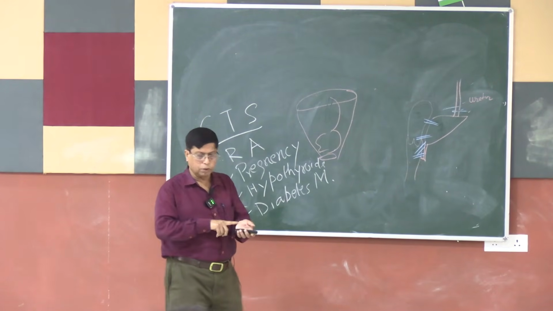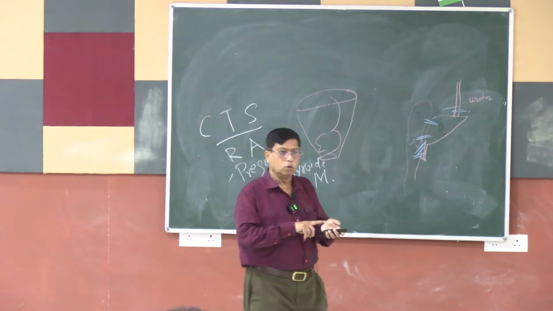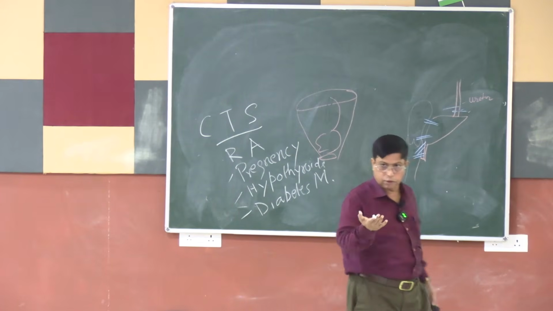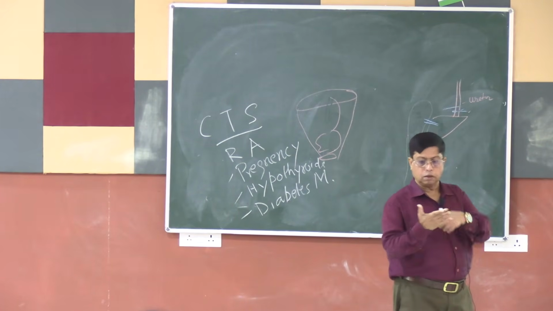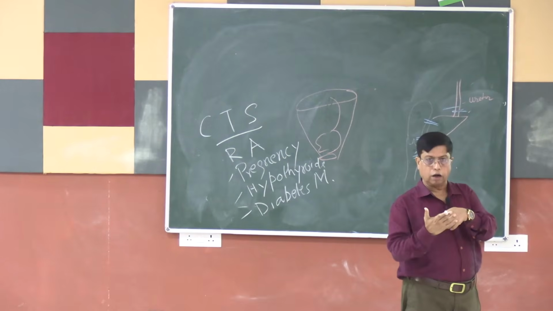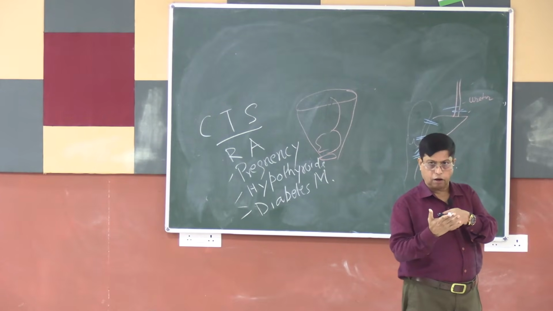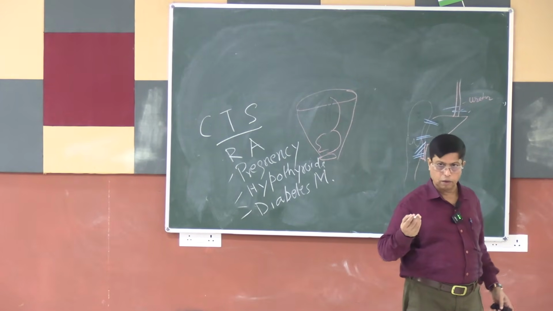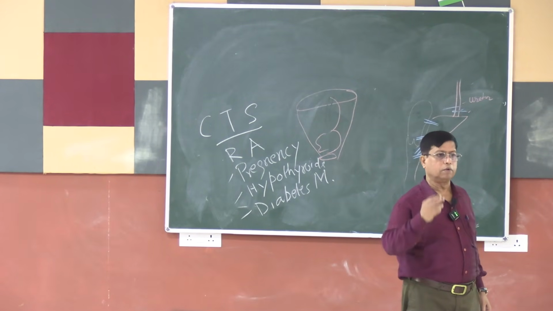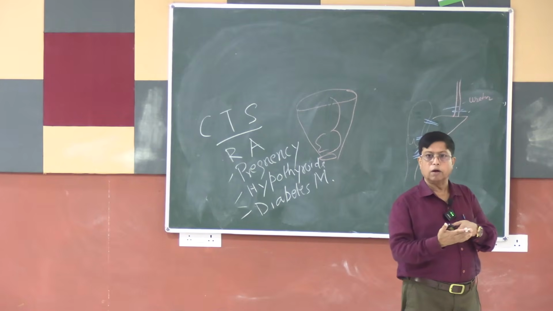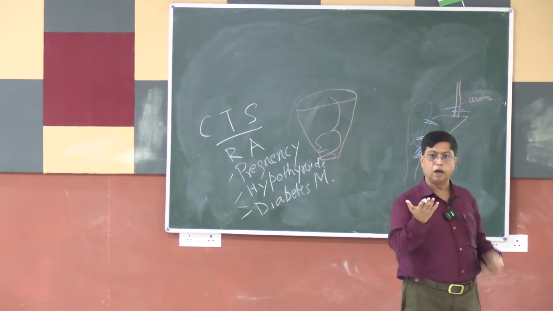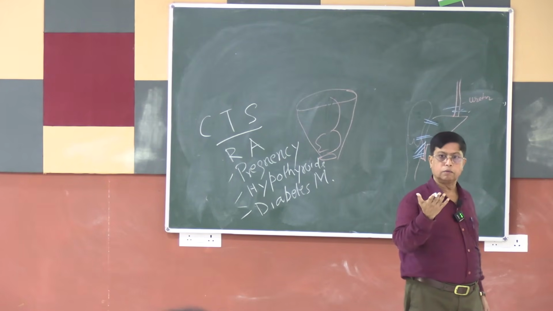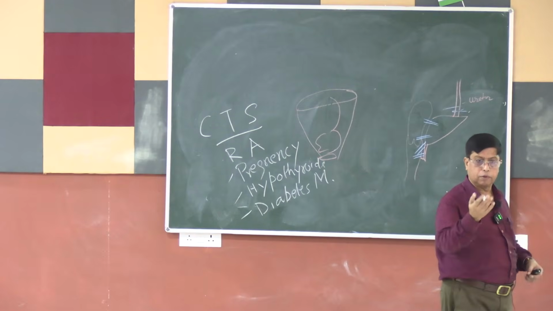What are the features? There is compression of the median nerve at the wrist. You know that the median nerve supplies the radial side of the hand. It supplies the radial 3.5 fingers, but it does not supply the medial 1.5 fingers. That is supplied by the ulnar nerve. So if there is a median nerve lesion, you will get paresthesia or anesthesia in the radial half of the palm.